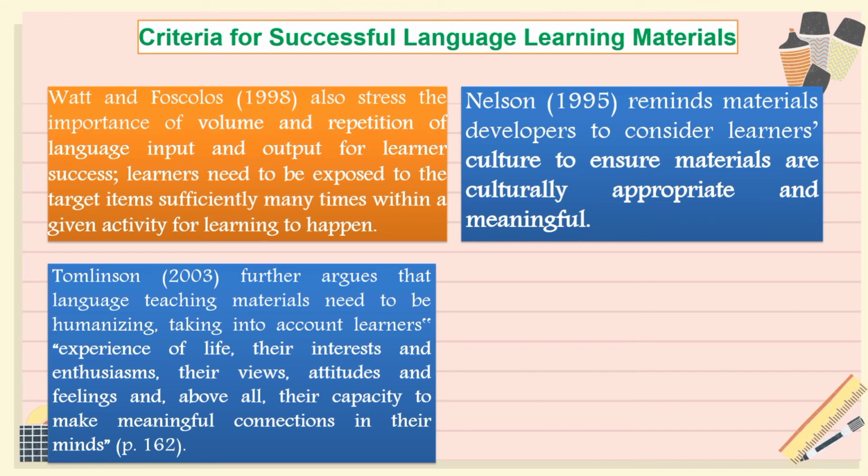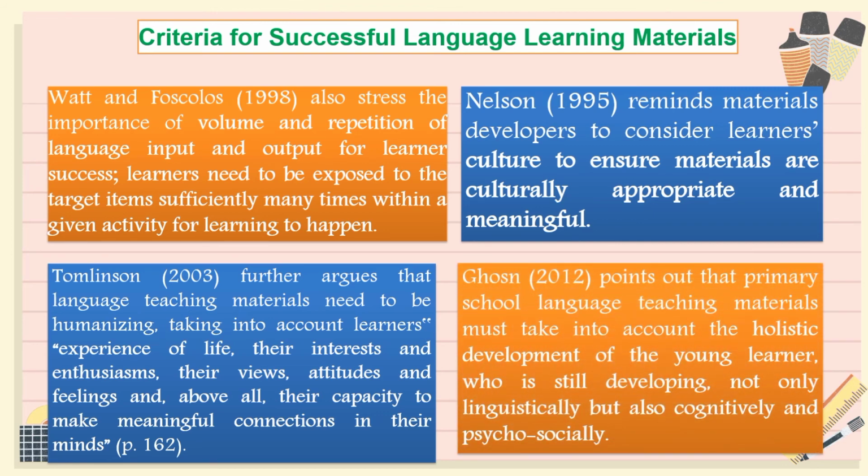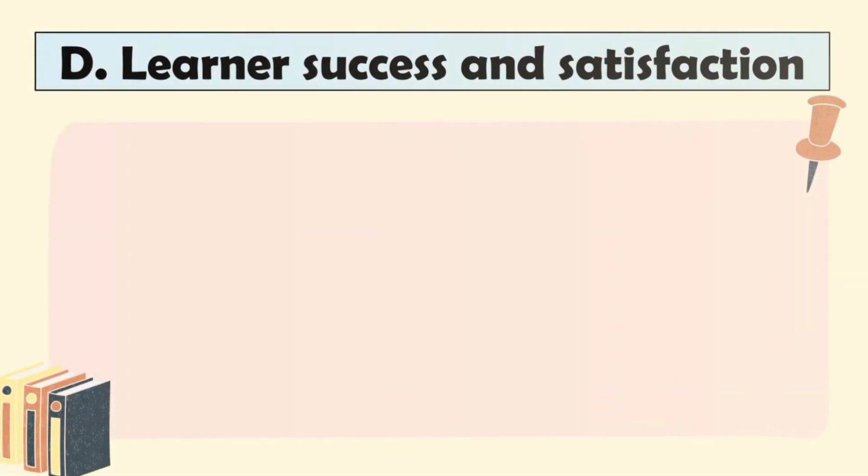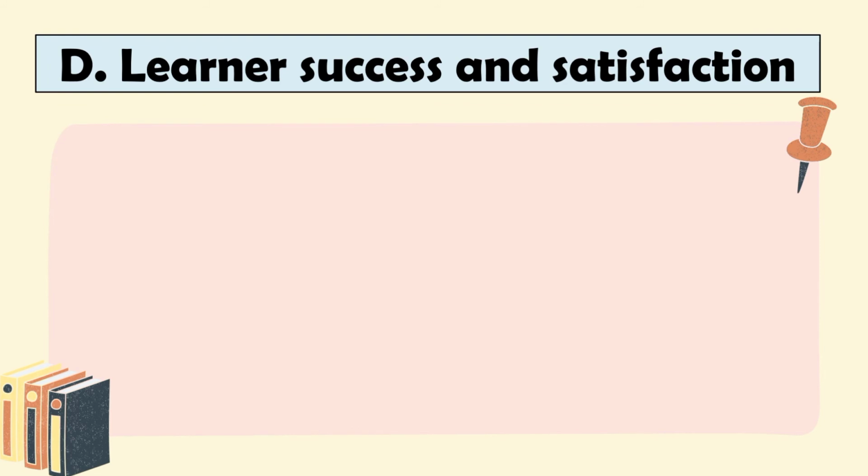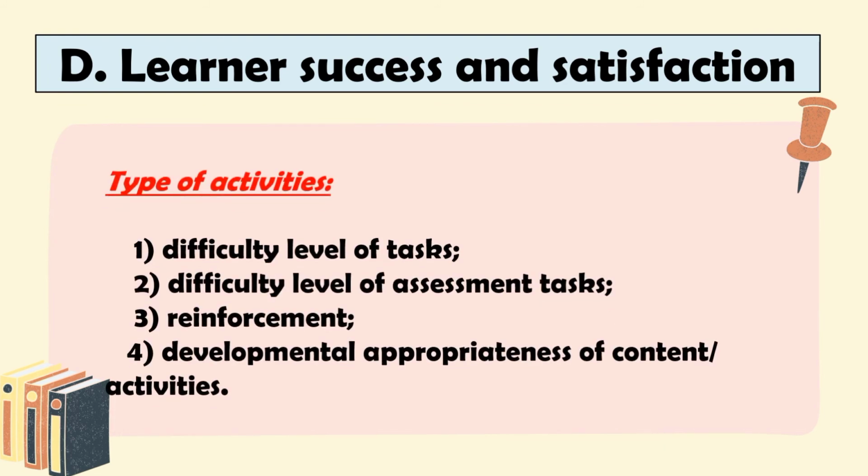Finally, Gosson in 2012 points out that primary school language teaching materials must take into account the holistic development of the young learner, who is still developing not only linguistically but also cognitively and psychosocially. The last principle is learner success and satisfaction. This includes the types of activities to be employed in the learning material. We have the difficulty level of tasks, difficulty level of assessment tasks, reinforcement, and the last is developmental appropriateness of content or activities.